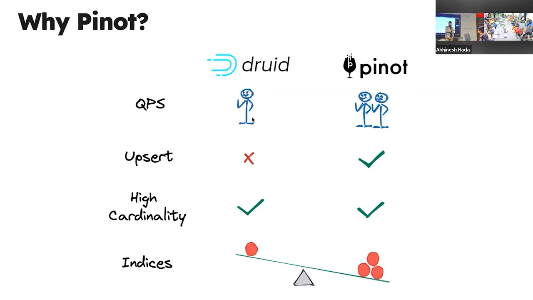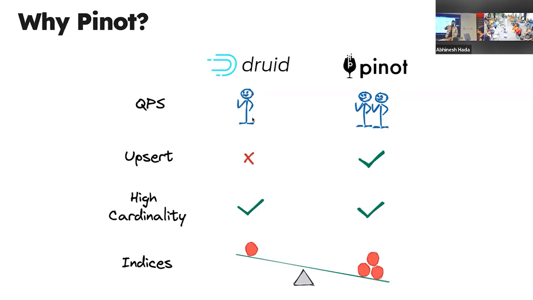So we have benchmarked both Druid and Pinot for our multiple use cases and found out, on similar infrastructure and doing the same things on Druid and Pinot, that we were getting kind of 2 times the query performance on the same infrastructure. And I already mentioned that upserts are not supported in Druid and those are supported in Pinot.